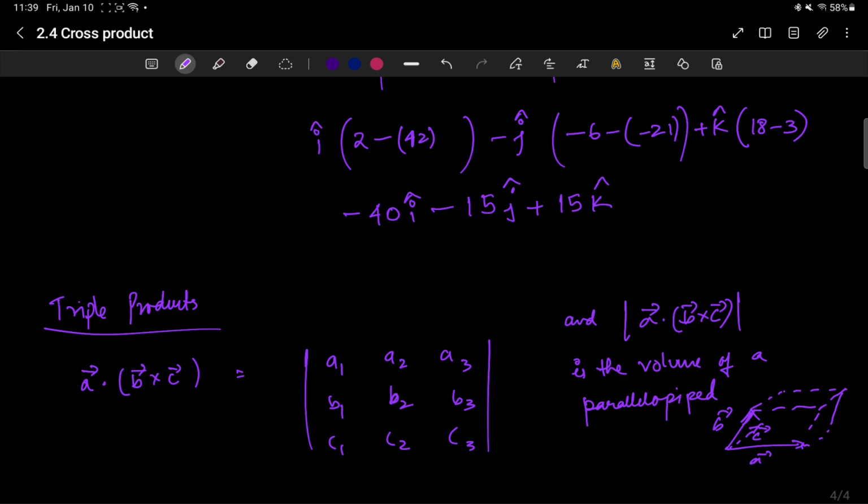We will be using this for finding equations of lines and planes in the next topic.